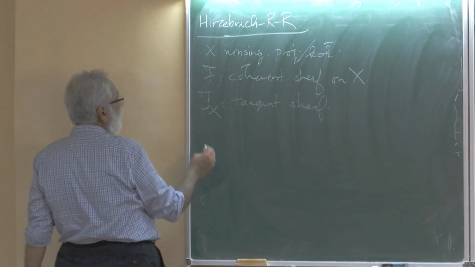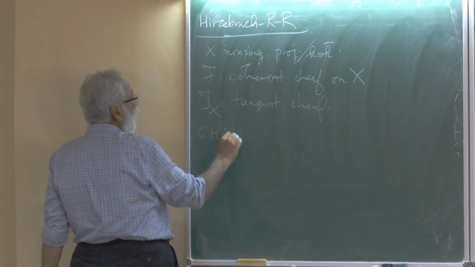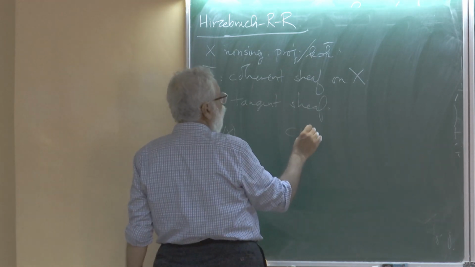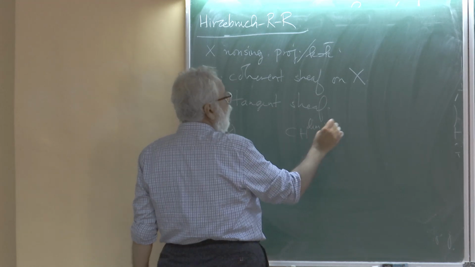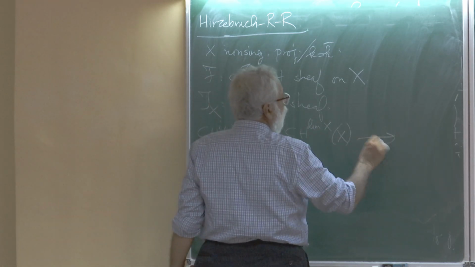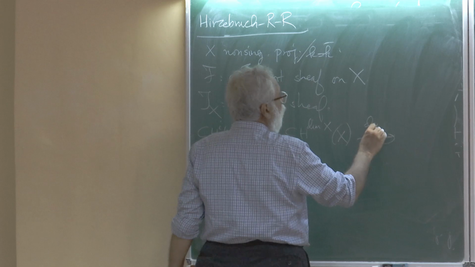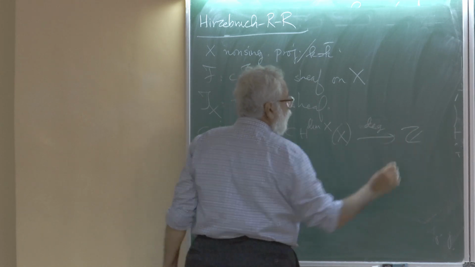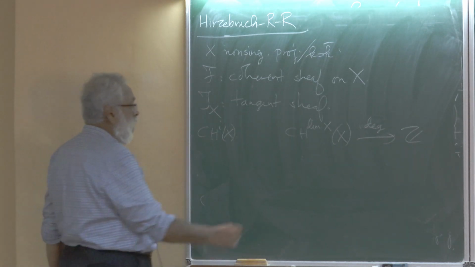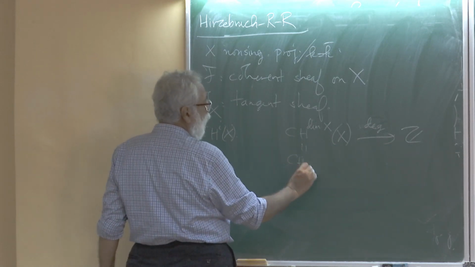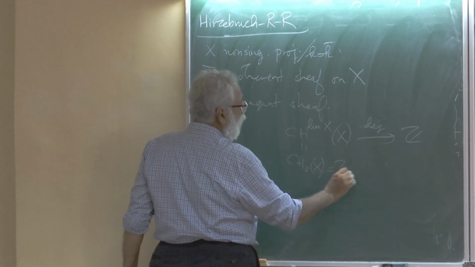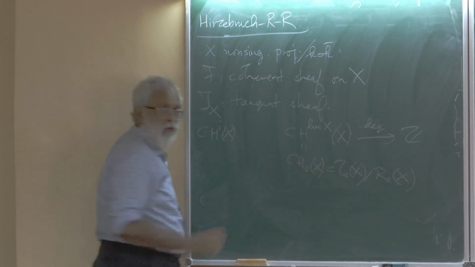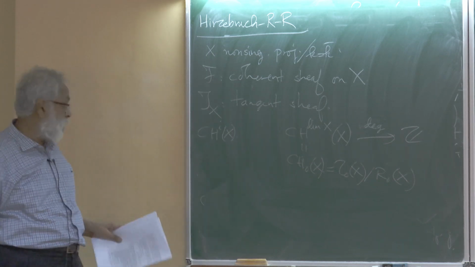Then I have things like the Chow groups. In particular, if I have Chow in the top degree, there's a degree homomorphism. This is the same as Chow lower 0 of X, which is Z0 of X mod R0 of X. So this comes with a degree homomorphism.